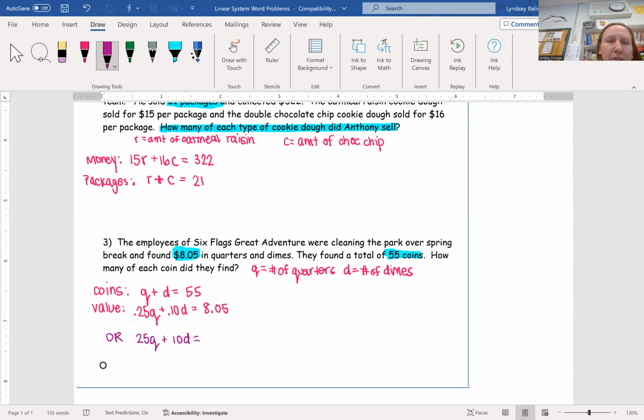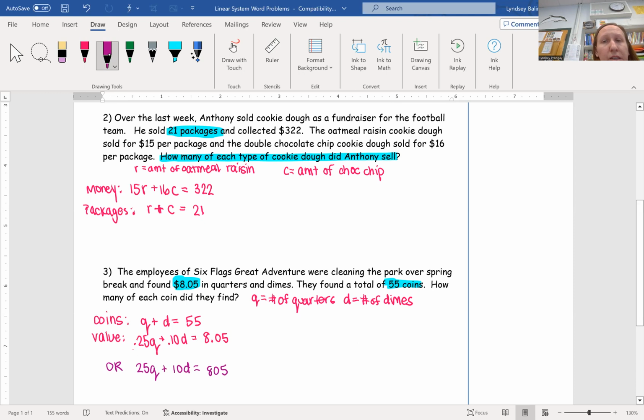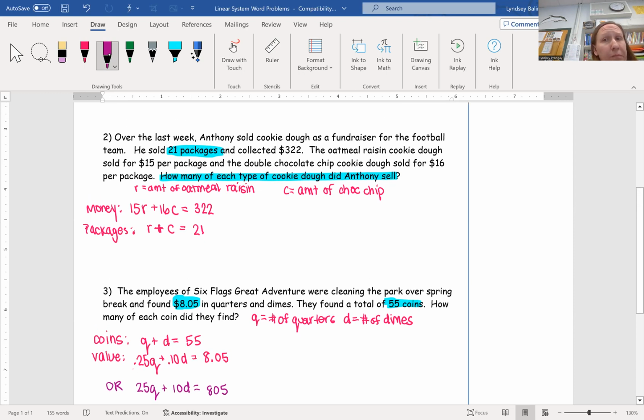But now, since you're really saying this is cents, on the other side, instead of $8.05, you have to change that into cents, which would just be, as crazy as it might seem, 805 cents. So either you need the decimals for everything or you don't use decimals for anything. You can't mix and match there. But either of those two equations for the value is fine. So those are the 3 systems.